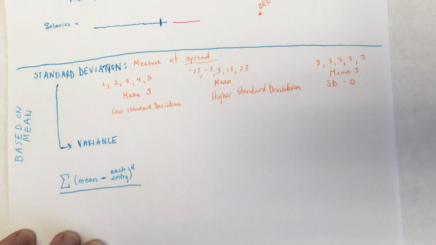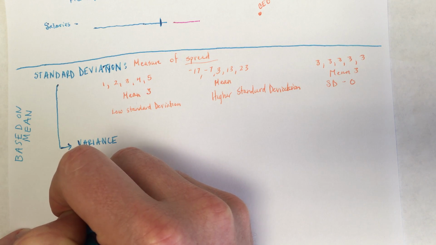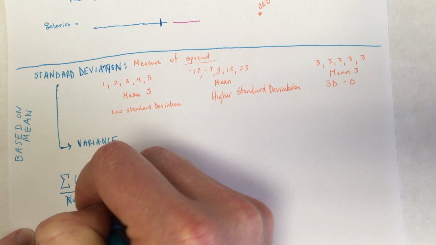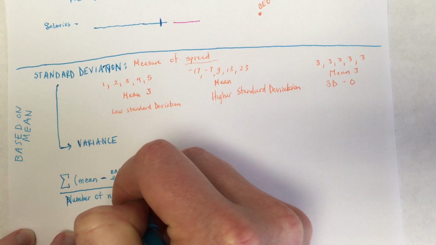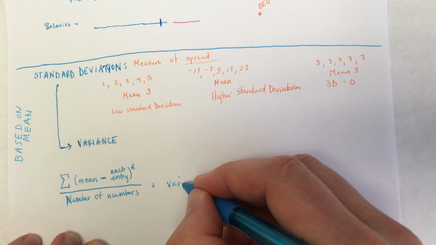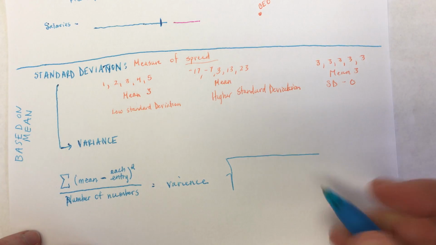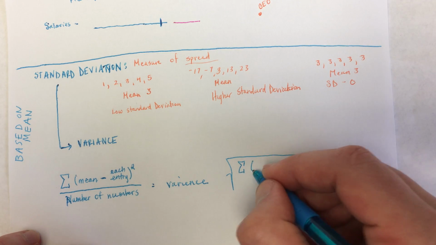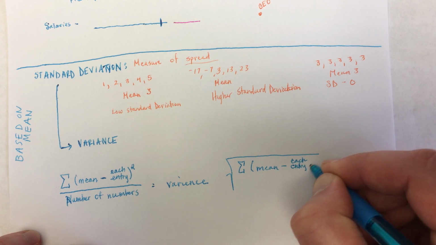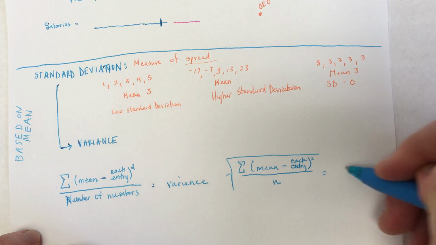And now there's different standard deviations, whether it's population or sample deviation, but we're just going to give you the basic. You're going to divide by the number of numbers, and this is equal to the variance. Okay, the only difference between the variance and the standard deviation is I take the sum of all those means minus each entry, and take the square root of it, and this is your standard deviation.